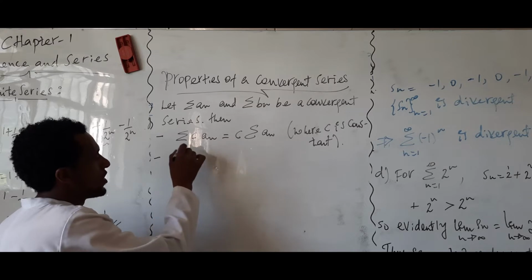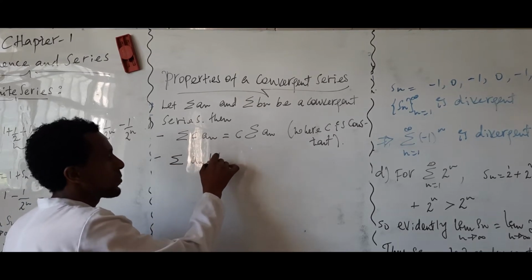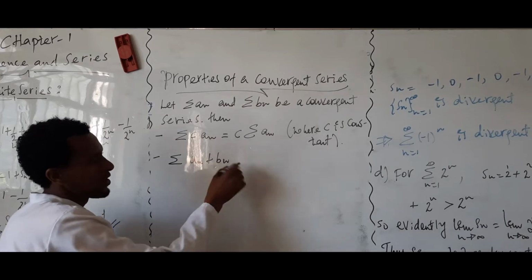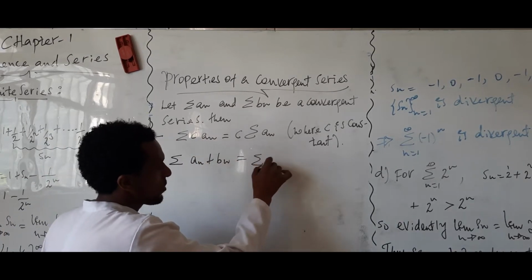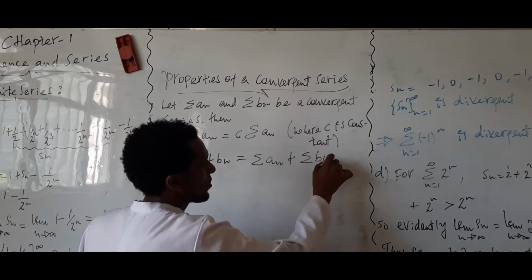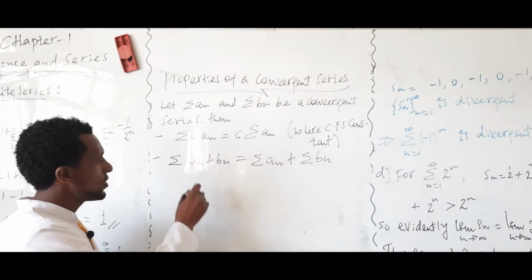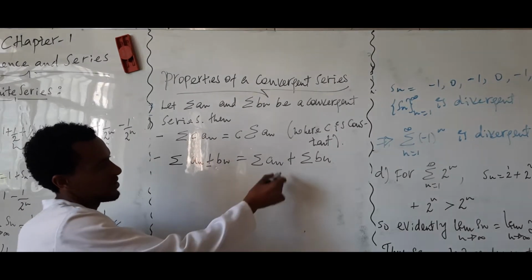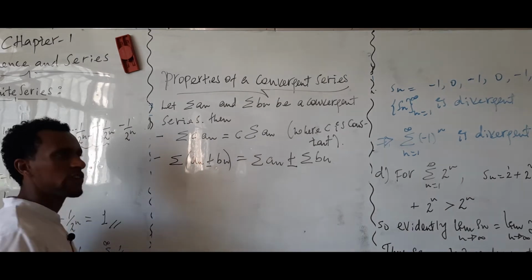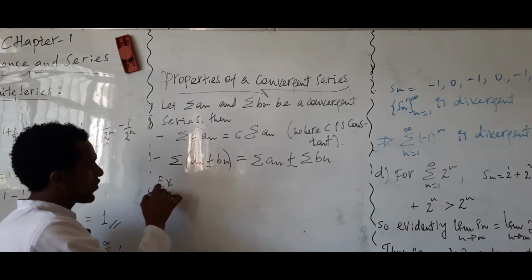Two. The sum of an plus bn is equal to the sum of an plus the sum of bn. The same will be true for minus. So this is a property of the convergent series. Let me give you one example for this.